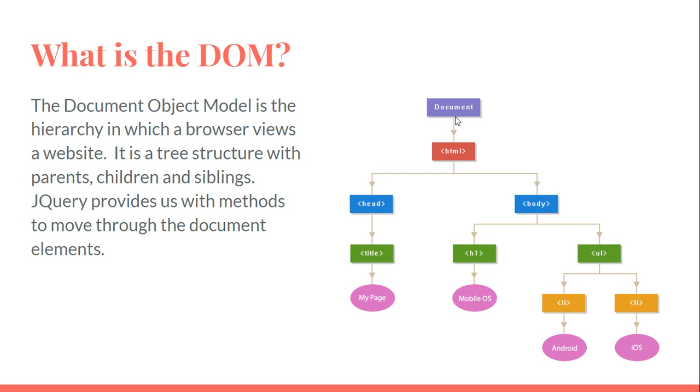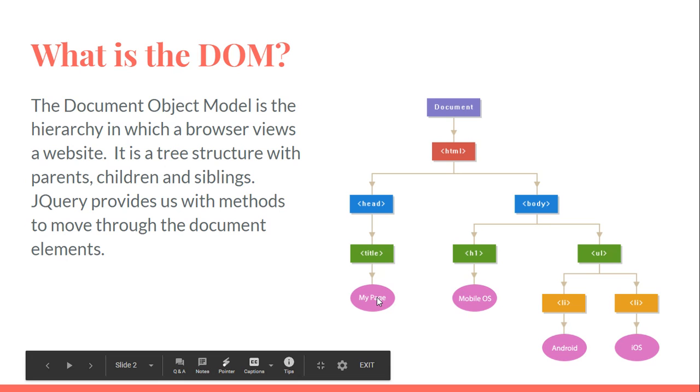So you can see over here, we start with the document. The document has a single child, HTML. HTML has two children, head and body. Because head and body have the same parent, they're considered siblings, and HTML is considered the parent of both head and body. Head has one child called title, and title has a text child, which says my page.